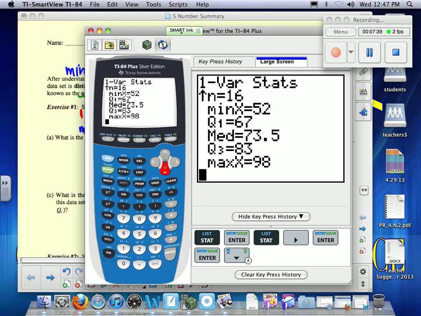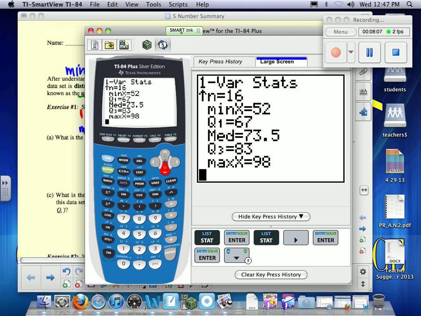Do they match what we found by hand? Really? Huh. We did it. Yay! So, you can put your data in the calculator, especially if you have a large list of data. I would have your calculator do the calculations for you. But if you don't have a very big list of data, like what we did by hand, probably fine, just do it by hand. Okay?